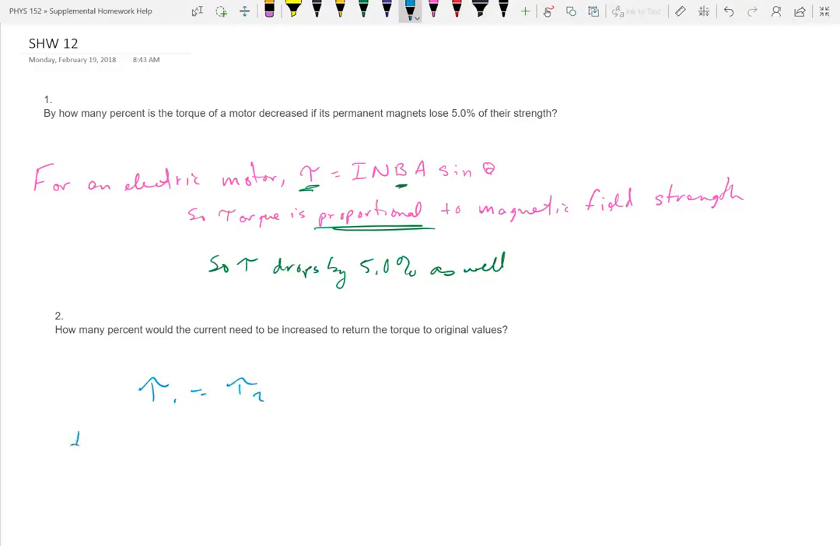So torque 1 was I initial N B initial A. I'm just putting the max, I'm not going to put the sine theta. And that's going to be equal to I1 N, and then B1 is 0.95 initial B because it dropped by 5%. And I actually should put another zero there because I had three sig figs. And so now I just solve this for I1. Okay, sounds good.